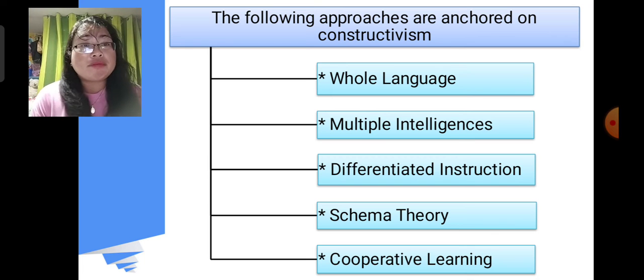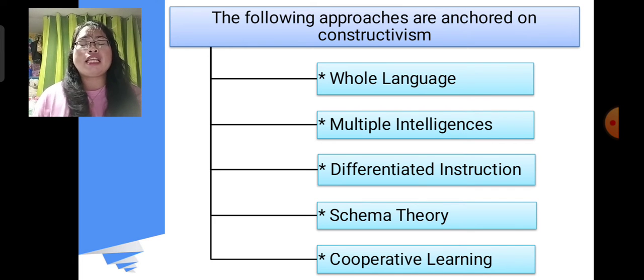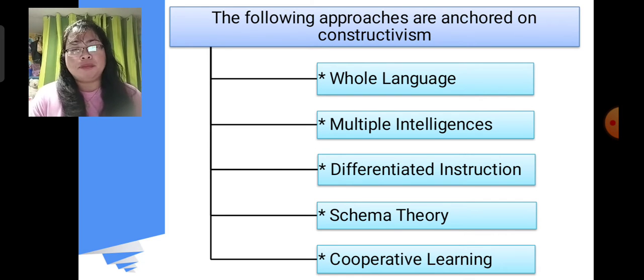Okay, next, the multiple intelligences. The multiple intelligences is the theory advocated by Howard Gardner, which posits that humans are endowed with various intelligences. Some are innately fully developed, others are minimally developed, but others can still be developed. This is advanced to point out to the teacher that teaching methodologies and techniques should cater to various intelligences.